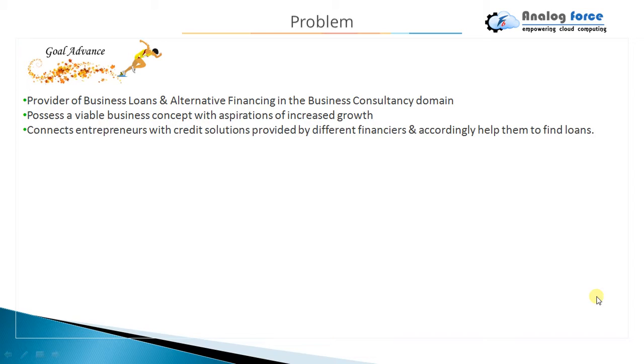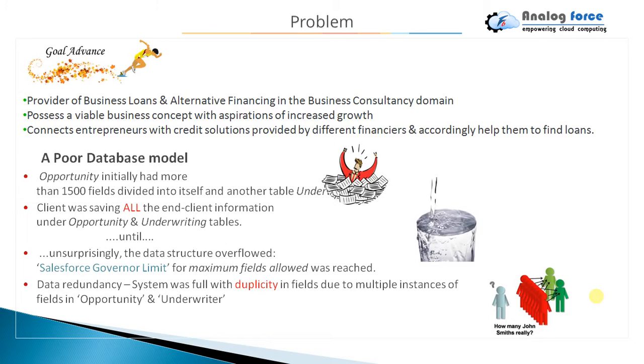Okay, here we have Rapid Advance. A financing and business consulting domain company possesses a viable business concept with aspiration of increased growth. Basically, it connects entrepreneurs with credit solutions. It's all about financing. And the key is the details. Now, the problem is not that we need to build it from scratch. The problem is that we already have a solution. Someone has already developed it in Salesforce, but not in the right way.